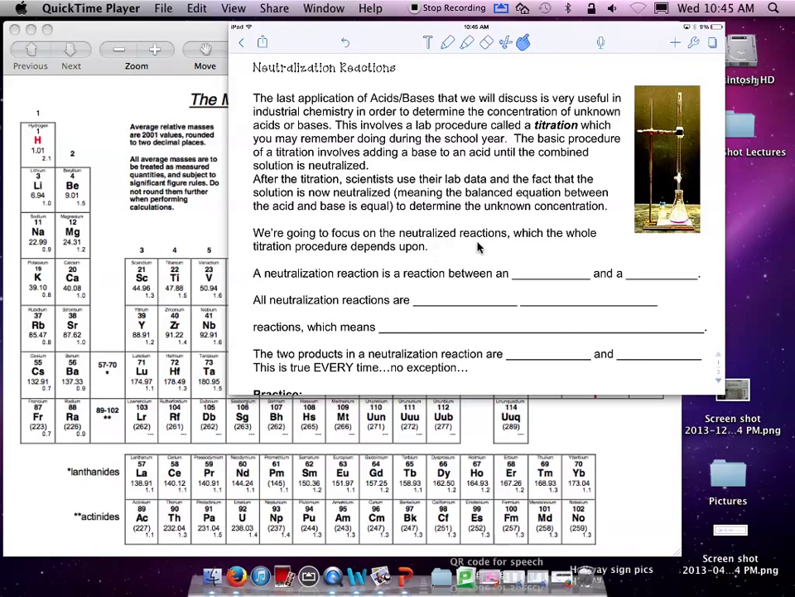But for now, we have to review what a neutralization reaction is, because otherwise you do the titration, you're just randomly mixing things together, and you don't really know what's happening. So let's talk about neutralization reactions today, and then later we'll talk about titrations.